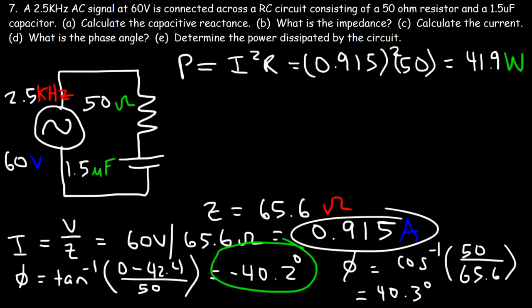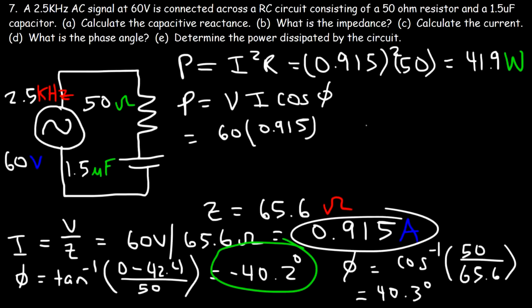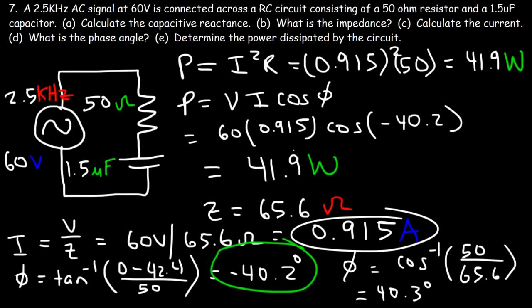Now let's use the other equation to get the same answer. So let's multiply the RMS voltage times the RMS current times the power factor. The voltage is 60, the current is 0.915, and cosine of negative 40.2. Cosine of negative 40.2 and cosine of 40.2 are the same. This will give you the same answer of 41.9 watts. So you can use both equations to calculate the power dissipated by this circuit.